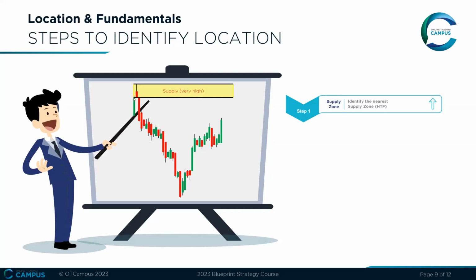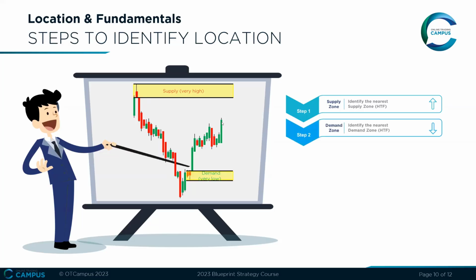Once you found it, you wrap your lines around, starting with the proximal. Then in this case, it's a rally-based drop. It's a rally-based drop. So your proximal goes at the lowest body of the basing candles. Your distal goes at the highest wick of the entire formation. You put your lines, you call this supply, and then you move on. You start again at current price. You move down to the left until you find the first fresh demand.